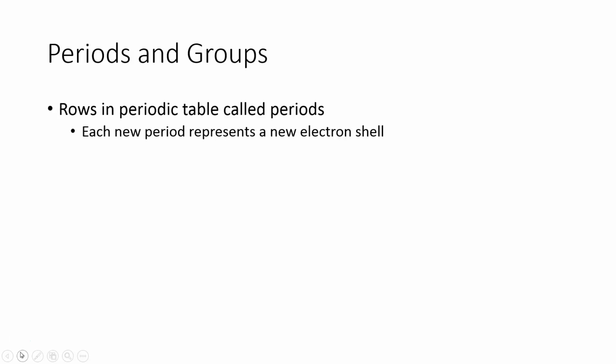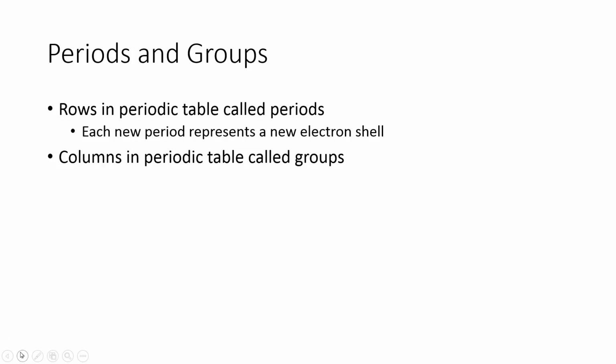All right, periods and groups. Rows in the periodic table are called periods, and each new period represents the start of a new electron shell. Take a look at a periodic table as you watch this video, and you'll see that there are 7 rows in the modern table that includes elements up to 118 protons large, so that's protons in the nucleus. That means that at the moment, the largest atoms we know have 7 shells worth of electrons. If we discover any new, bigger elements, they'll have to go in an 8th row.